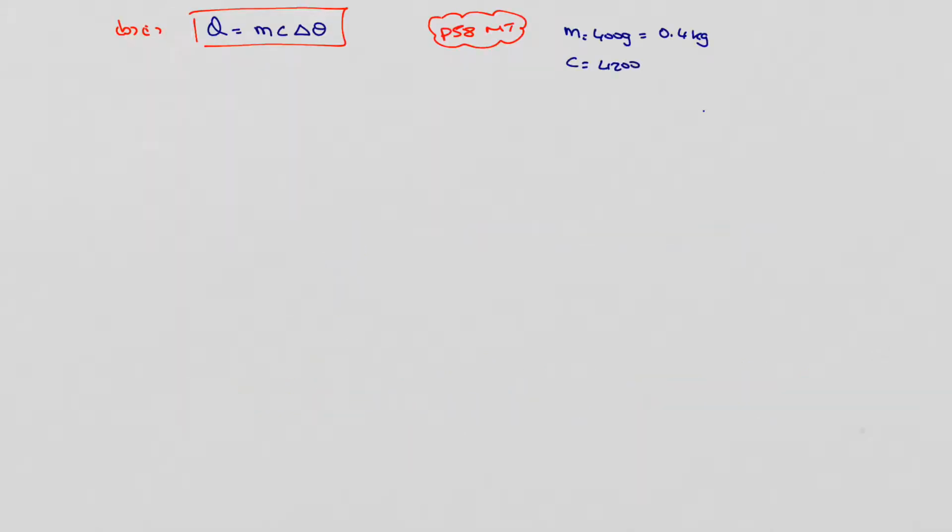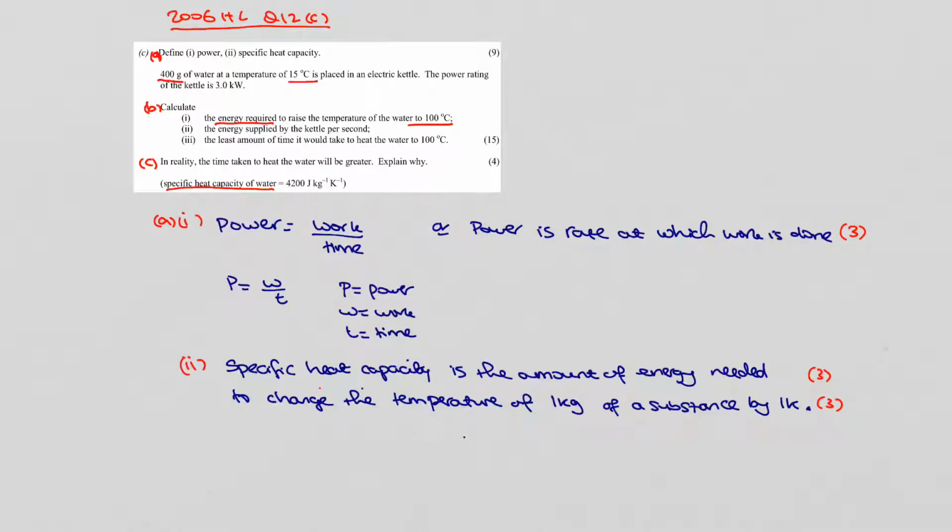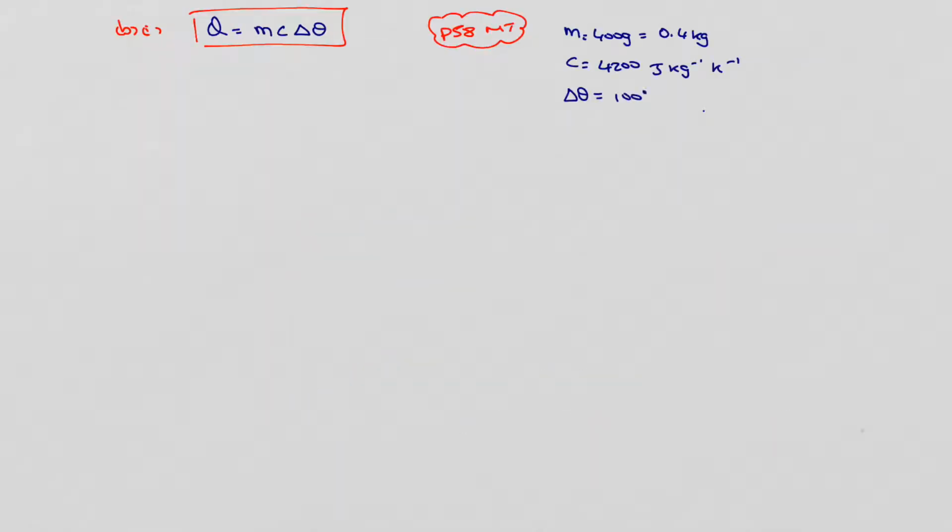Okay, so again, don't be under the assumption that you need to know that value off by heart of 4,180. So it's joules per kilogram per Kelvin. And then our change in temperature, so delta theta. So it's going from 15 to 100. And that's equal to 85 degrees Celsius.